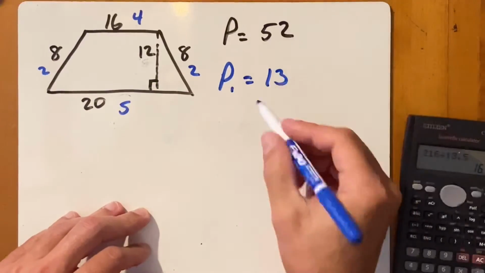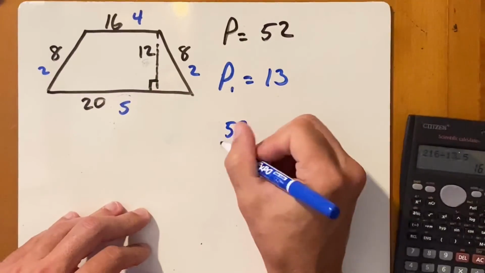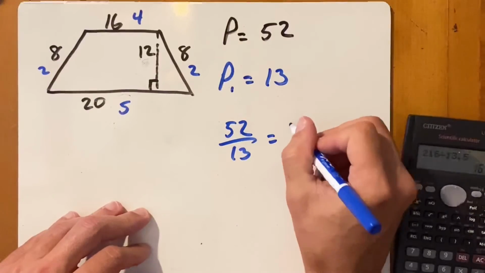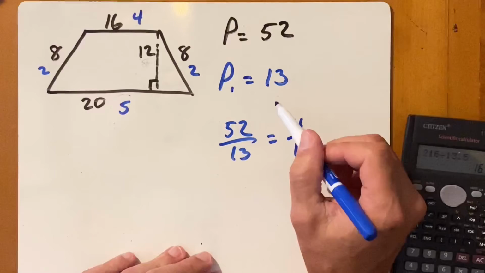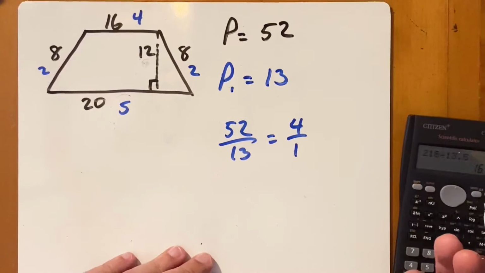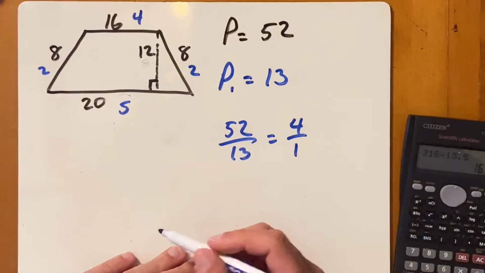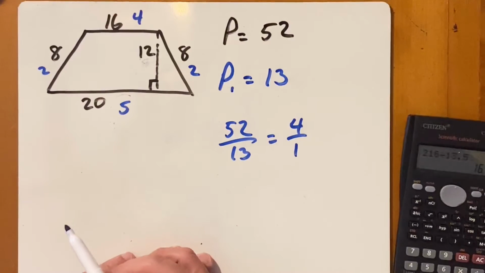So what's the ratio between 52 and 13? Well, it's a 4-to-1 ratio, which means that the perimeter is also scaled by a factor of 1/4. So the perimeter is scaled by a factor of 1/4, and the area is scaled by a factor of 1/4 squared, or 1/16.